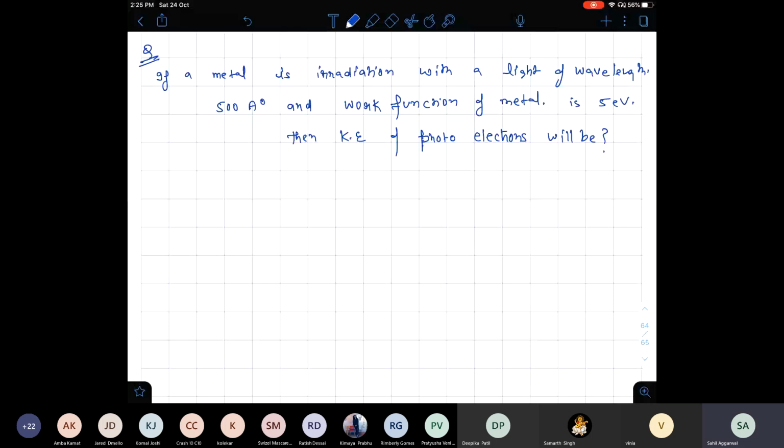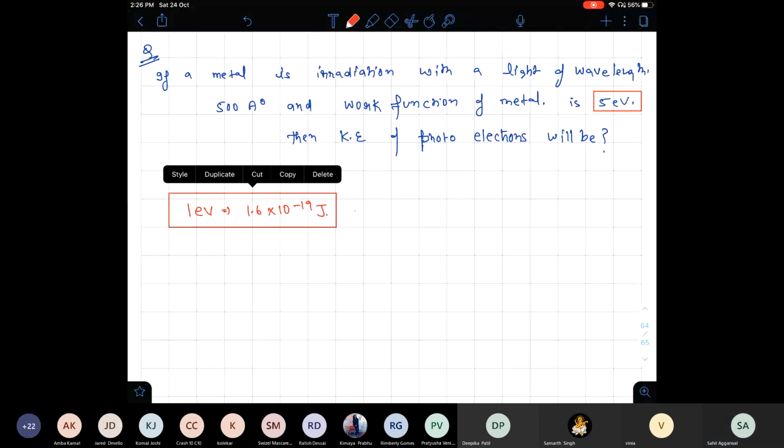So these kinds of questions will rarely be asked because this will be more of a numerical question. It will take more time. I just want to tell you how to convert electron volt into joule. One electron volt is 1.6 into 10 to the power minus 19 joule. This you should know. There are very few chances that this much numerical question will come.